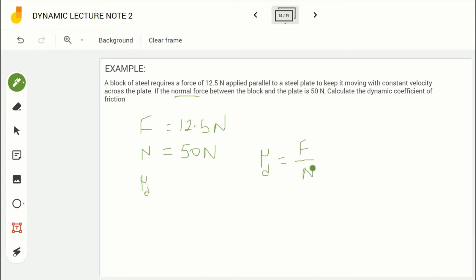So what next? I can substitute the details. My F is 12.5, my N is 50. So therefore my dynamic coefficient of friction becomes 12.5 divided by 50, which gives us 0.25. So my dynamic coefficient of friction is 0.25.